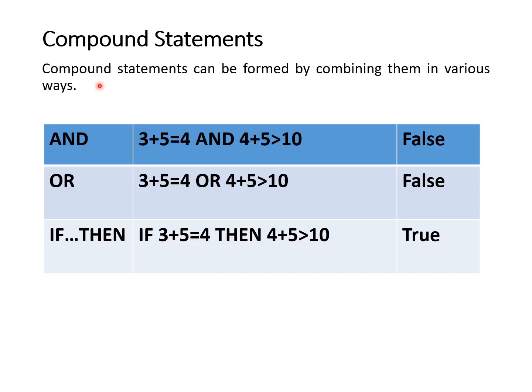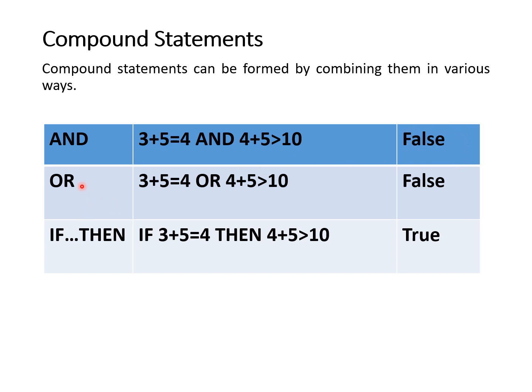Compound statements. Compound statements can be formed by combining statements in various ways. The most popular words that we use to combine mathematical statements are and, or, if, then. For example, 3 plus 5 equals 4 and 4 plus 5 is larger than 10. The first one, 3 plus 5 equals 4, is false, and the second statement, 4 plus 5 larger than 10, is also false. So both of them are false. Therefore, the final conclusion is also false.